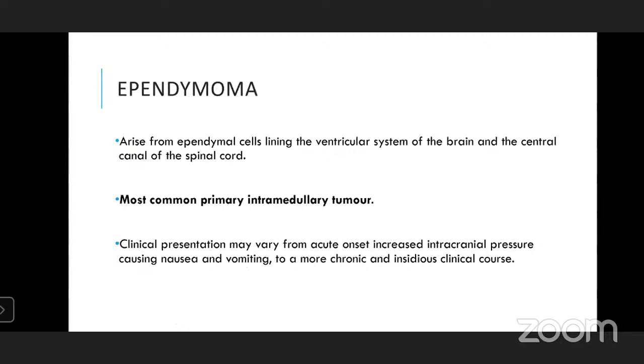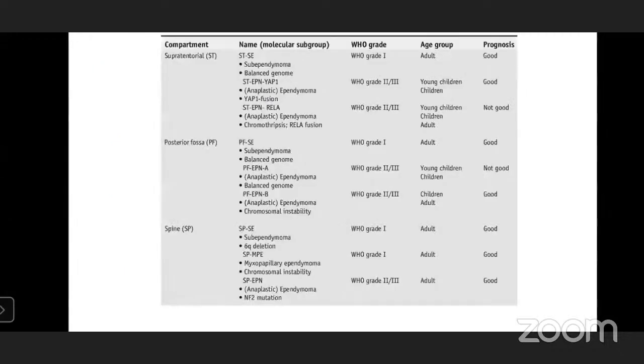Moving to ependymomas, they arise from ependymal cells lining the ventricular system of the brain and the central canal of the spinal cord. It is the most common intramedullary primary tumor. Clinical presentation may vary from acute onset increased intracranial pressure causing nausea and vomiting to a more chronic and insidious clinical course. So this is a newer molecular classification of the ependymomas, where there are 3 types of spinal subtypes. First of all, the subependymoma and myxopapillary ependymoma, which are WHO grade 1, that is benign, and grade 2, grade 3 anaplastic or cellular ependymomas.